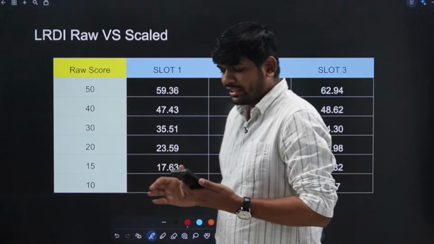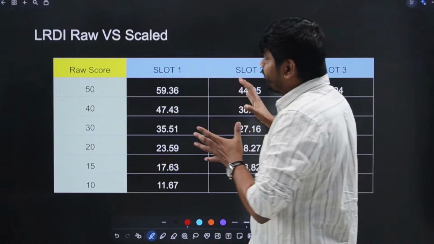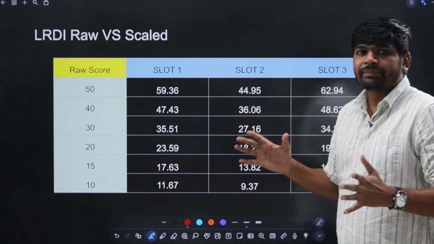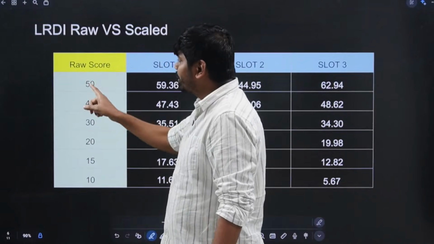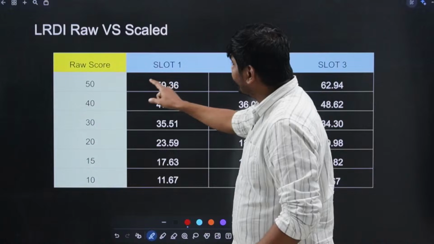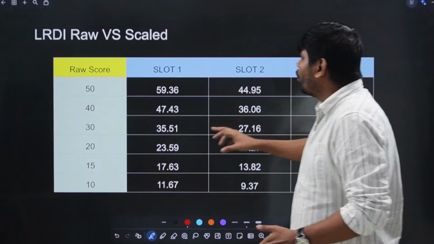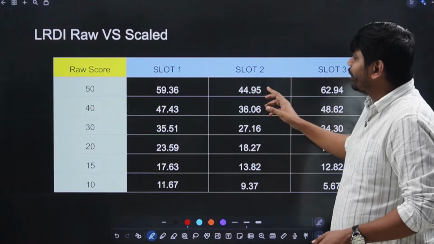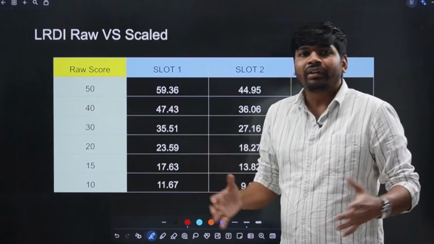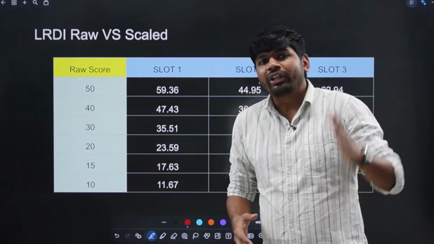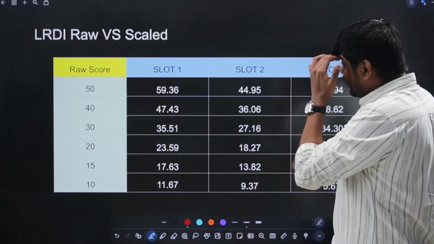Now we will discuss the LRDI section, how LRDI scaling is done. So LRDI is the section where a lot of scaling is being done. Like if you see in slot 1, somebody who has scored 50 marks, his scaled mark will be 59.36. There is a sudden jump of 10 marks in slot 1, whereas in slot 2, it is scaled down to 44.95 because a lot of people at the upper level, 0.01% of that particular slot, have done very well in the LRDI section. That is why it is getting scaled down.